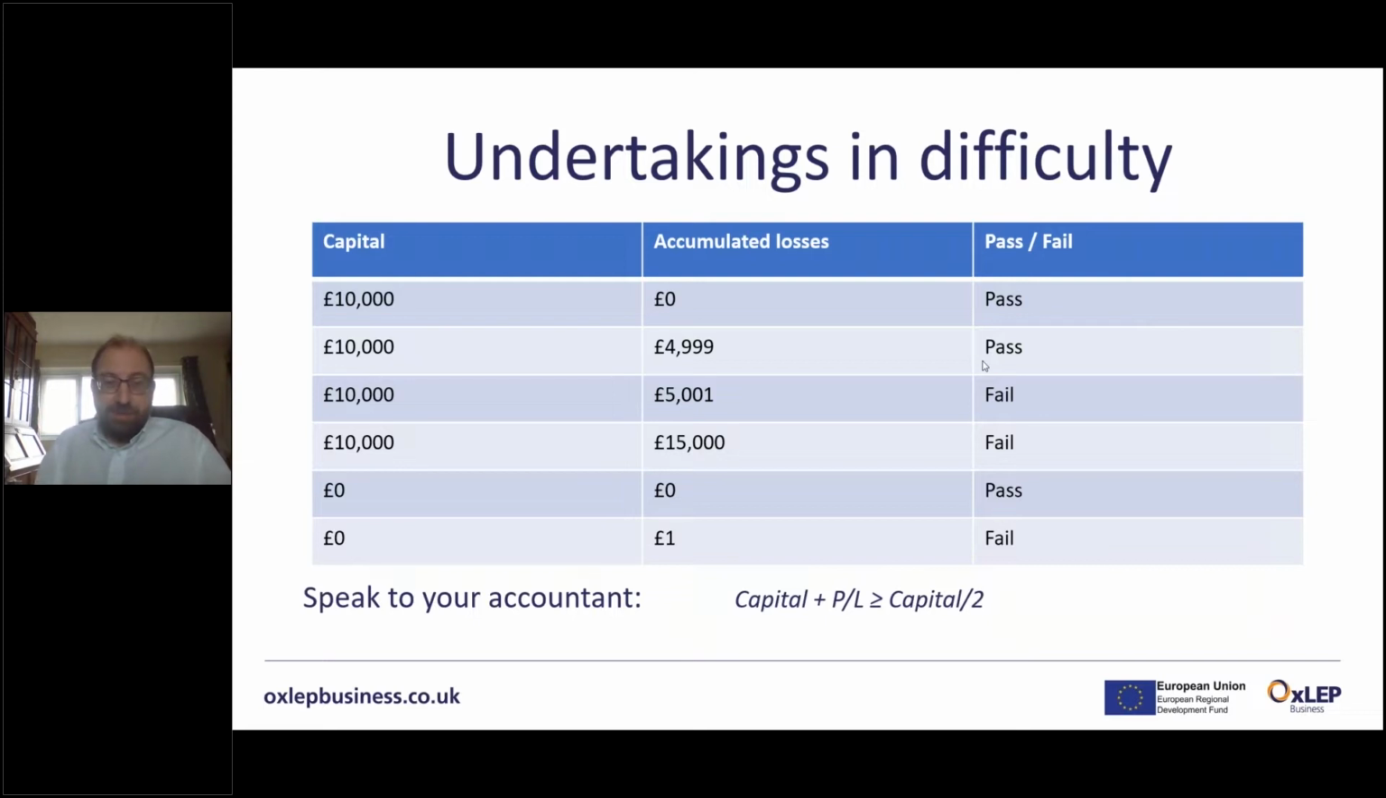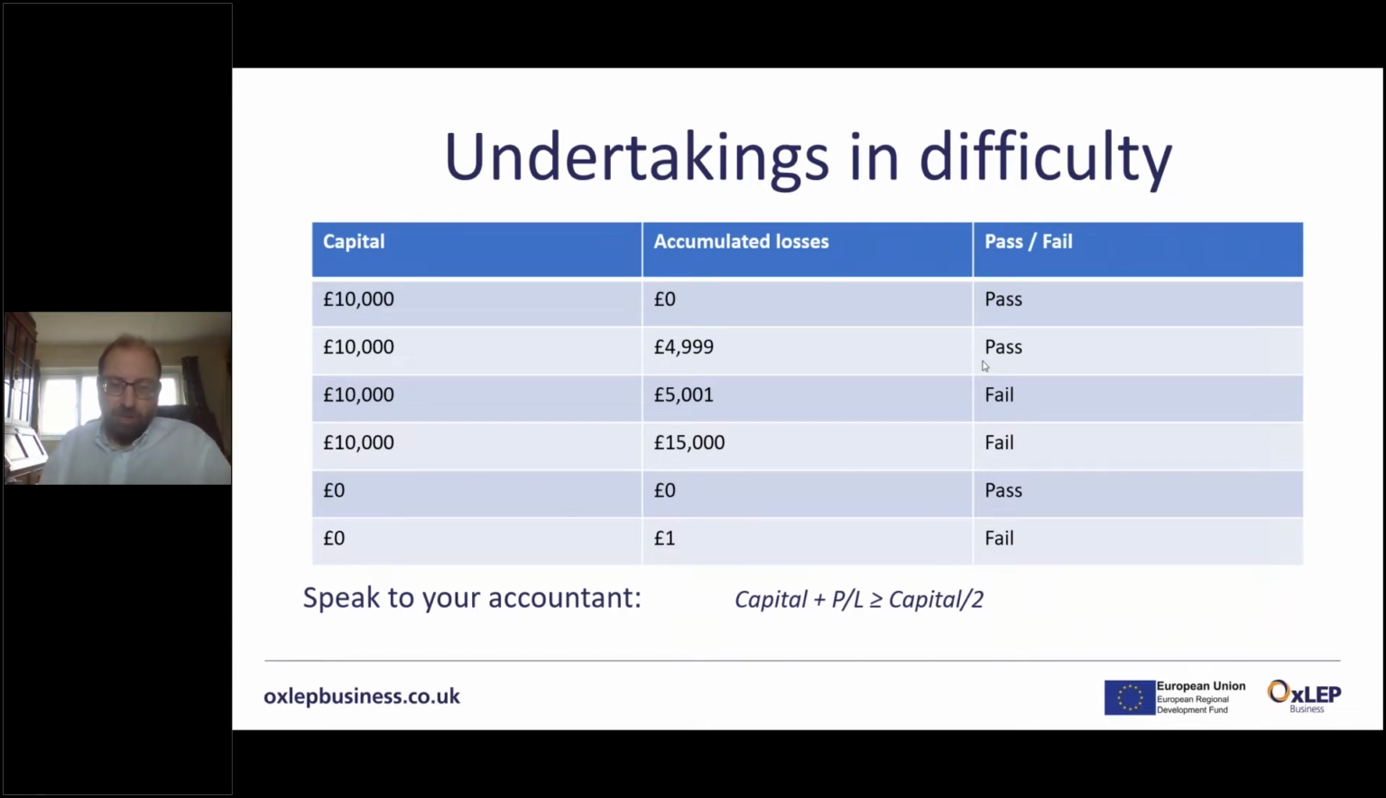Similarly, if you're a business that doesn't have share capital, any accumulated losses, so the last line on the table, £1 loss, would result in you failing the undertaking difficulty test. It's worth saying that I'm not a fan of the undertaking difficulty test, which may become clear, but it is a very clear black and white line in the sand test, and this is where the line was drawn in the regulations. Basically, speak to your accountant.